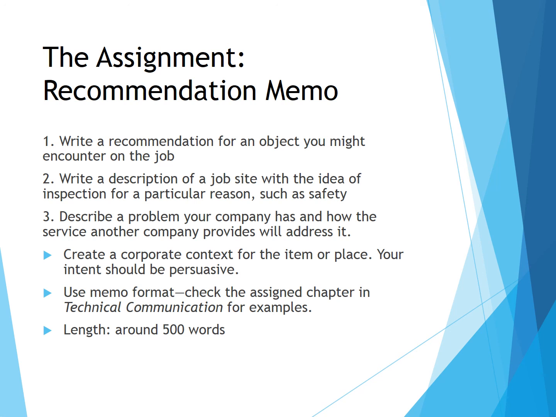So here's the assignment. 1, 2, and 3 are options for how you might approach the assignment. You wouldn't want to try to do all 3, of course, in one paper. Below that are the bullet points that we'll talk a little bit about. The first one, create a corporate context, we'll talk about more in a few minutes. The second one, you'll need to check the assigned chapter in technical communication for examples. And then I give you the length I'm looking for, around 500 words.